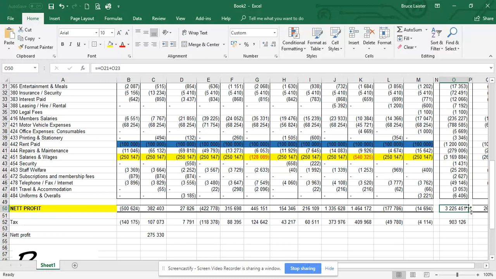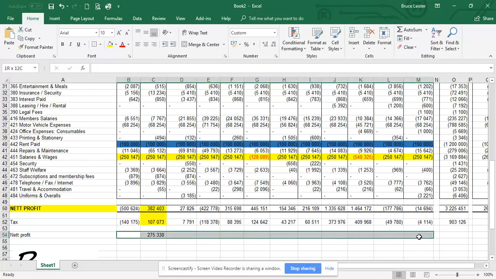That's where a lot of companies end, but accountants go one further in that you have to take into account the tax involved in there. Now, in South Africa, it's 28%, as you can have a look in this formula bar at that formula. So 28% of 382,403 is 107,073 Rand, which means the net profit, which is those two subtracted from each other, is 275,000 Rand. Now, this is not paid over every month.